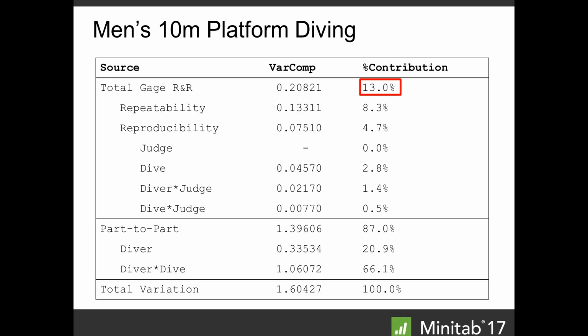So we want the total gauge R&R, which I've highlighted with a red box here. That's what percent of the total variation in the data comes from the measurement system. And here it's 13%. Now, that would fail most people's qualifications for a measurement system. Typically, for percent contribution, people are going to look at a cutoff of 1% or less. It's going to be considered a good measurement system. Anywhere between 1 and 9% is going to be marginal, and above 9 is going to be considered an unacceptable measurement system.